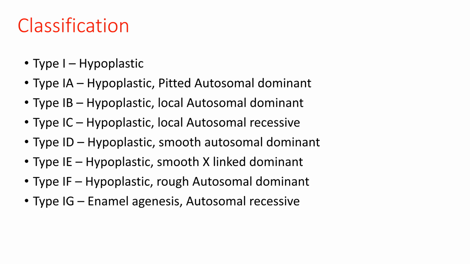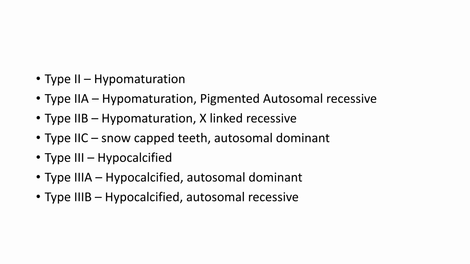Type 1D, which is hypoplastic smooth autosomal dominant. Type 1E, hypoplastic smooth X-linked dominant. Type 1F is hypoplastic rough autosomal dominant. Type 1G, which is enamel agenesis, autosomal recessive. Next is type 2, which is the hypomaturation type of amelogenesis imperfecta.